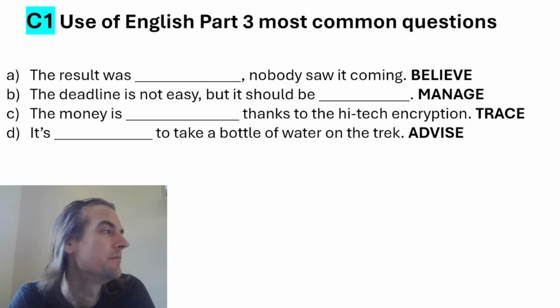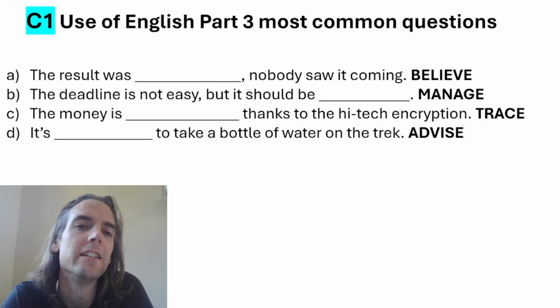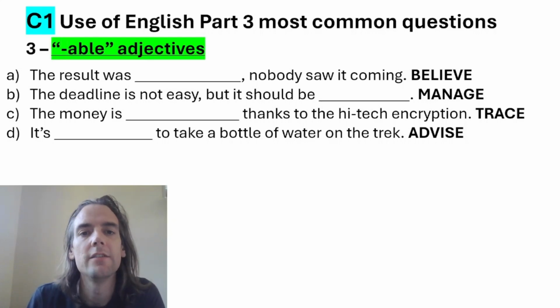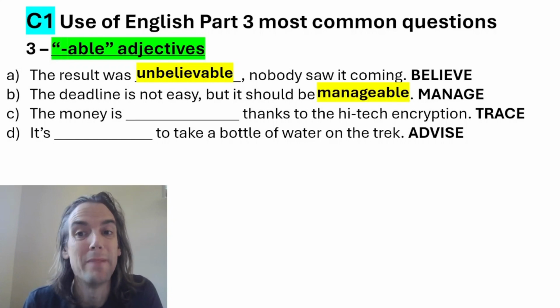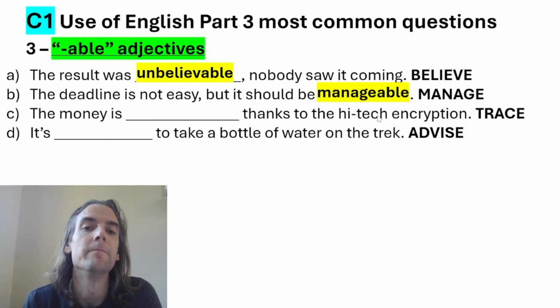Same for C1. Maybe I should have mixed these up, but you sort of know what's coming now. You know the type of word you need. You need -able adjectives. It's going to be unbelievable if no one saw it coming. It's manageable, with the E, because otherwise we'd have to say manageable, which is not what we say. Manageable, so we keep the E.